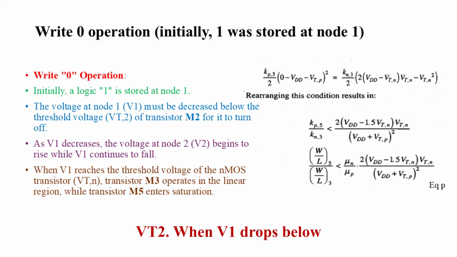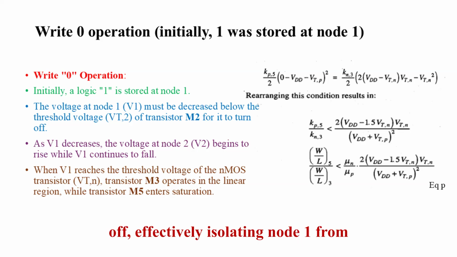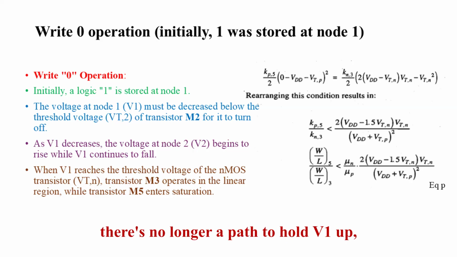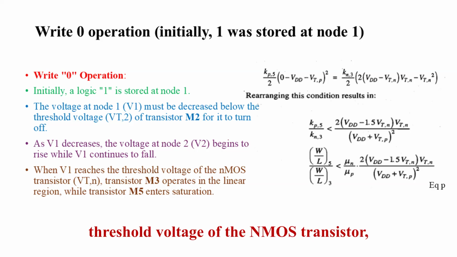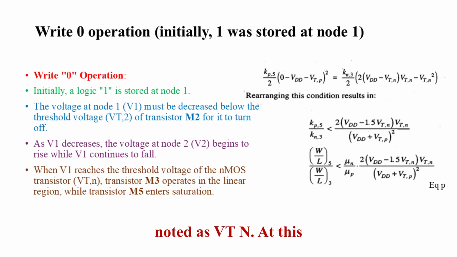When V1 drops below VT2, transistor M2 will turn off, effectively isolating node 1 from influencing the rest of the circuit. As V1 decreases, we observe that the voltage at node 2, which we call V2, starts to rise. This rising action occurs because, with M2 turned off, there's no longer a path to hold V1 up, allowing V2 to increase. An important moment occurs when V1 reaches the threshold voltage of the NMOS transistor, noted as VTN.